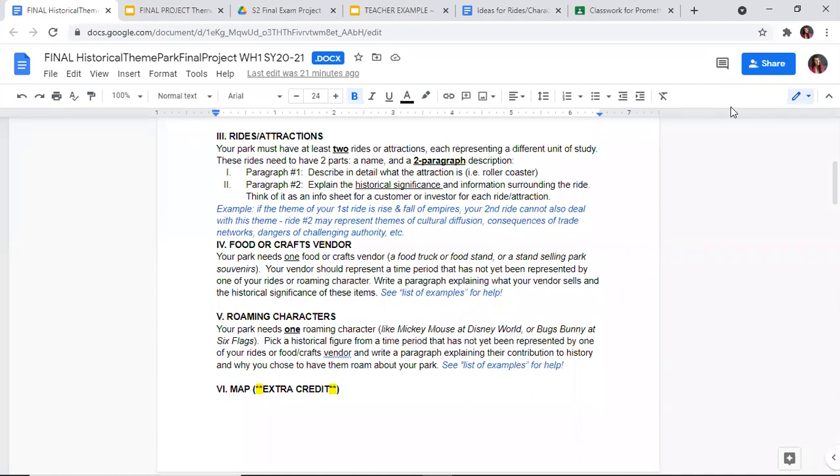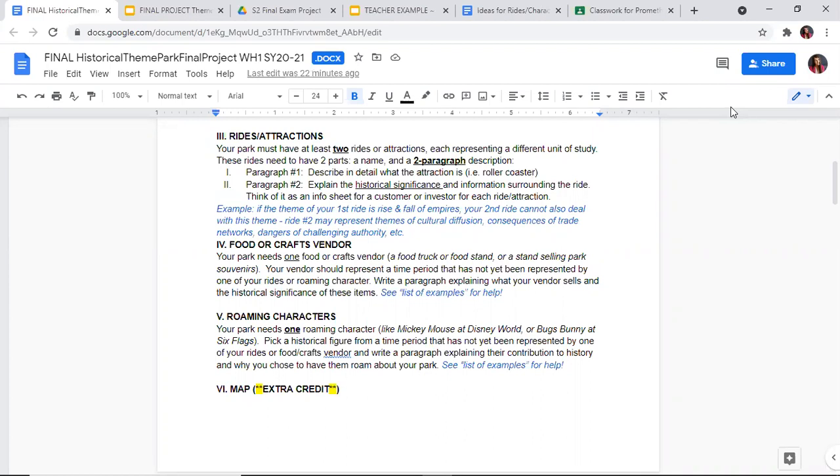All right, now finally we have our roaming character. A roaming character is the costumed character that wanders about your park and guests take pictures with them. They kind of add to the theme. Children either love or hate them. Examples are characters like Mickey Mouse at Disney World or Bugs Bunny at Six Flags.